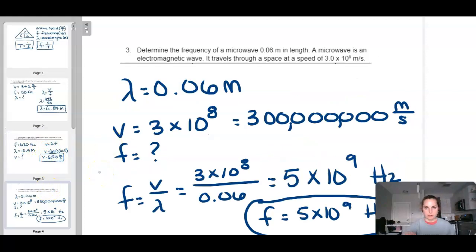Number 3, determine the frequency of a microwave, 0.06 meters in length. A microwave is an electromagnetic wave. It travels through space at a speed of 3.0 times 10 to the 8th meters per second. So if we took our velocity and divided it by the wavelength, so 3 times 10 to the 8th divided by 0.06, that's going to be 5 times 10 to the 9th, so our frequency is 5 times 10 to the 9th hertz.